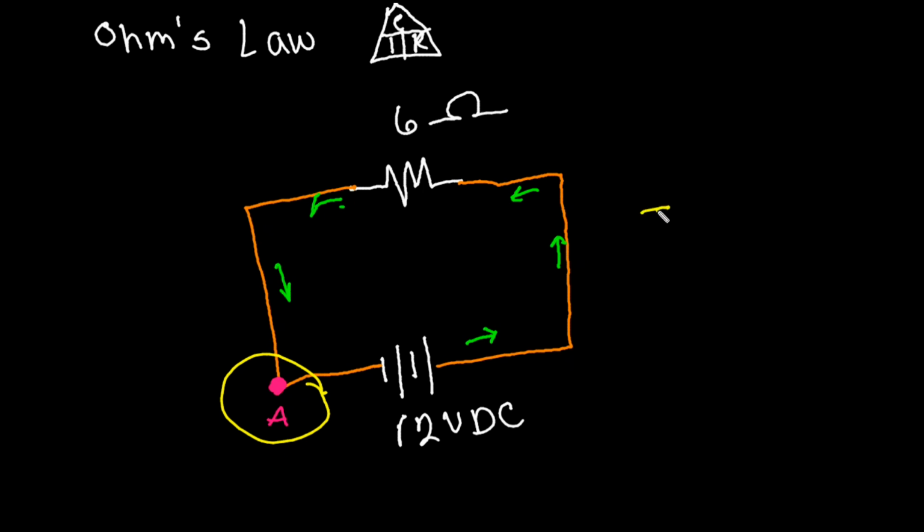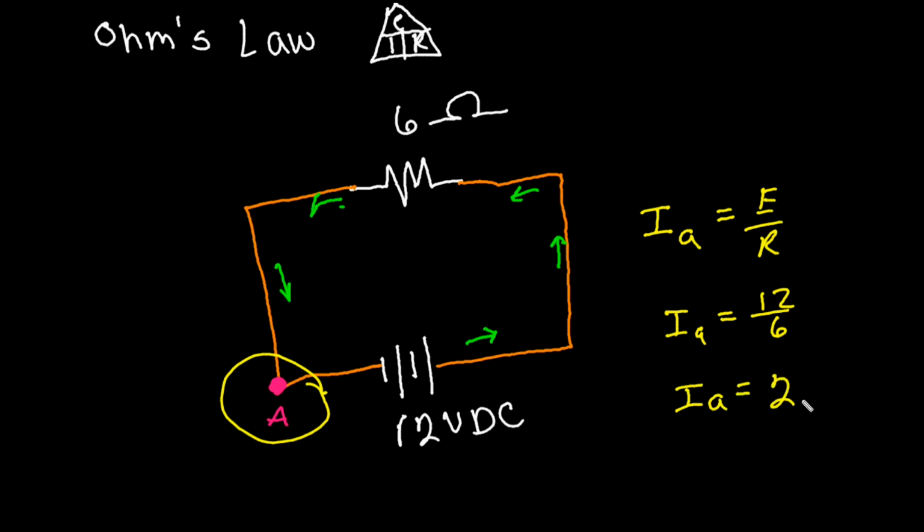So to solve that, we would say we want to find I at A. So we need to find I. That will be E over R. You with me? So I of A equals 12 divided by 6. I of A equals 2. And what's our unit? A, amps. Now you see how useful that is?